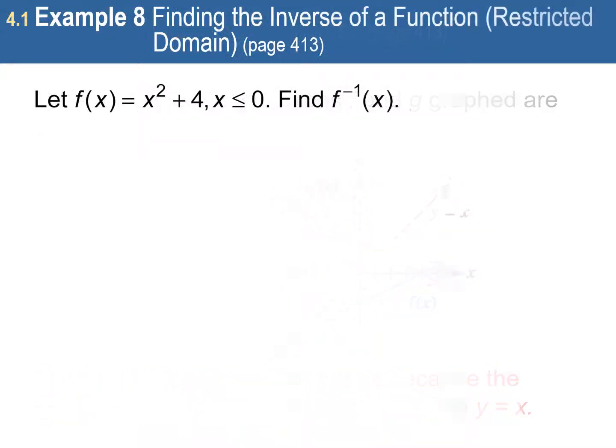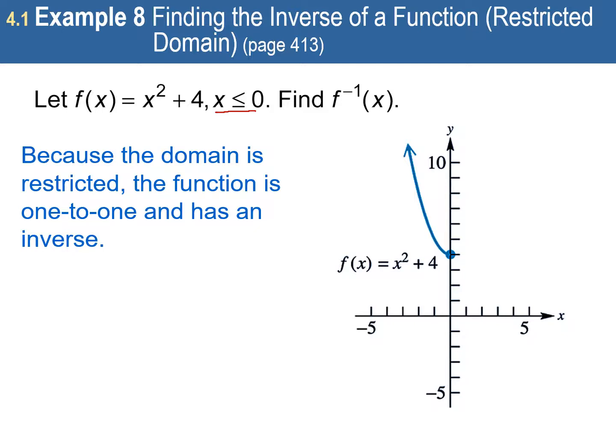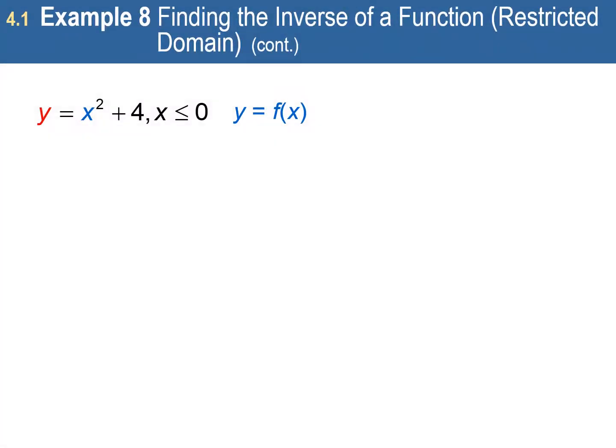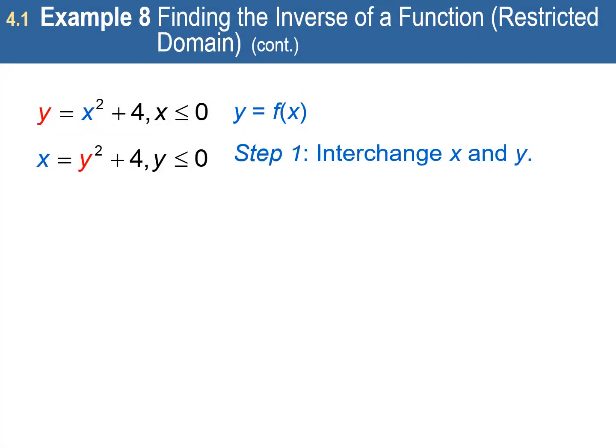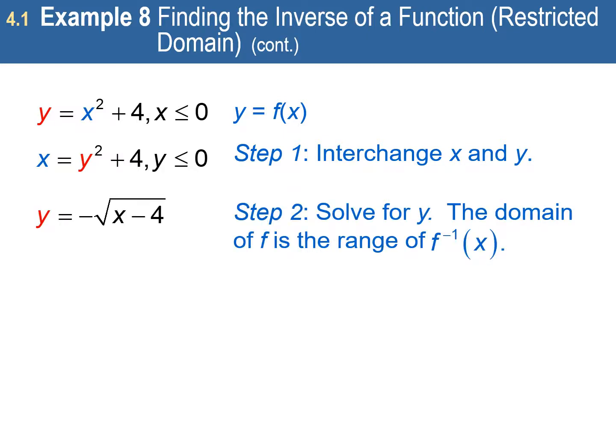Let f of x equal x squared plus 4 for x less than or equal to 0. Now we've restricted the domain. Find f inverse. Now, because the domain is restricted, the function is one-to-one, and so it does have an inverse. So to find the inverse, we're going to switch x and y and solve.